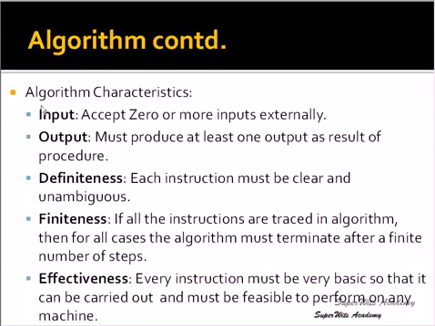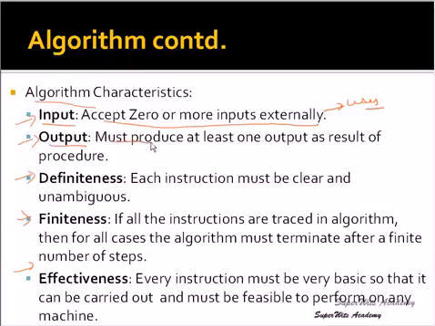So if I go further, any algorithm will have these 5 things. You require input: accept 0 or more inputs externally. It will be provided by the user. We will see in the next few videos, maybe in the second or third lecture, how the user provides input to this algorithm or the program which will be designed on the basis of this algorithm. Now next, output. Every algorithm must produce at least one output, whereas 0 inputs can be there, as a result of the procedure you have.